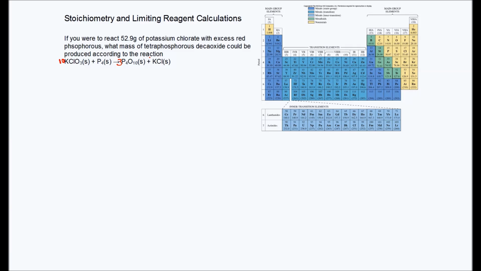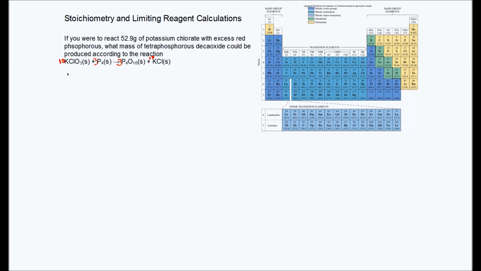Now I have 10 potassiums, which means I need a 10 in front of the KCl. I know it's hard to read, but that's a 10 KCl. And now I also notice what I have. I have 4 times 3, I have 12 phosphoruses, which means I need a 3 here in front of the P4 to make 12 phosphoruses. So now this is happily balanced.